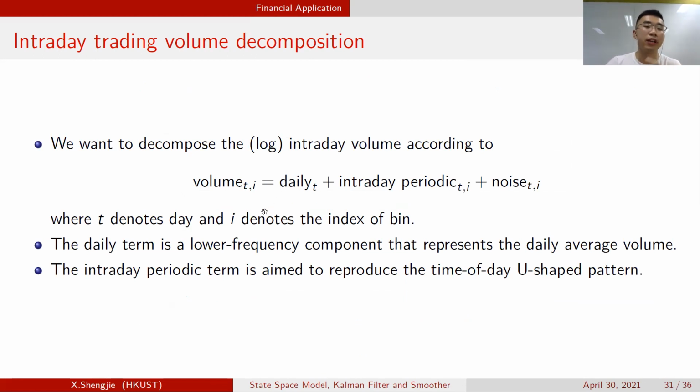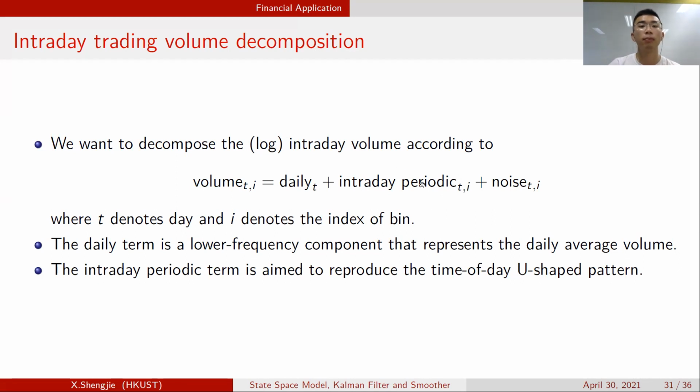Daily component, which is a lower frequency component, represents the daily average of the volume. Each day we have a daily component, and the next day we have a next daily component. So T here denotes day. And within a day, we have many bins, many samples. The I will range from 1 to maybe 20. There are 20 samples each day, and I denotes the index of the bin. So daily doesn't care about the index of the bin. All the bins have the same daily component.